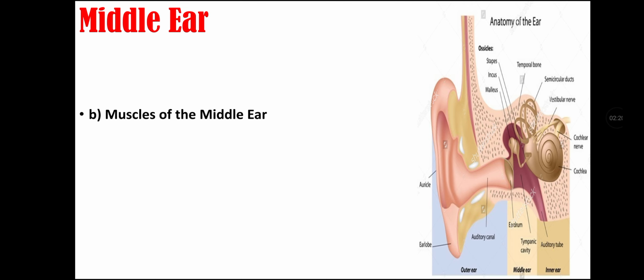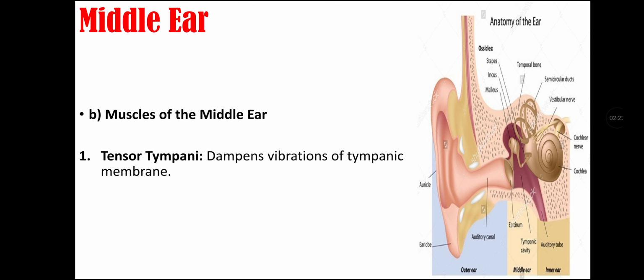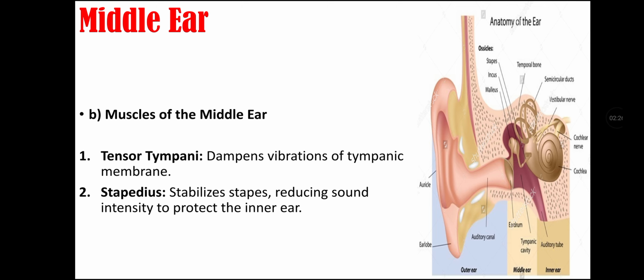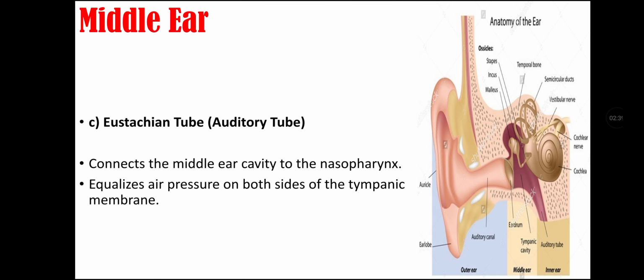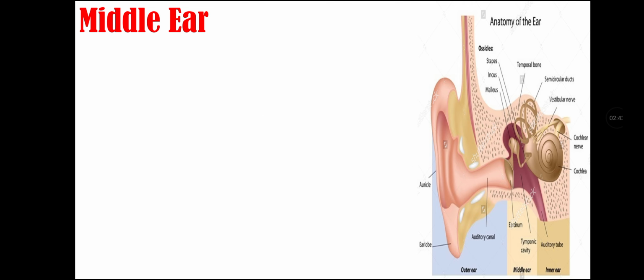Next part of middle ear is muscles of middle ear that include tensor tympani muscle that dampen vibration of tympanic membrane and stapedius muscle that stabilize stapes, reducing sound intensity to protect the inner ear. Next part of middle ear is eustachian tube that is also called as auditory tube that connects the middle ear cavity to the nasopharynx. It equalizes air pressure on both sides of tympanic membrane.